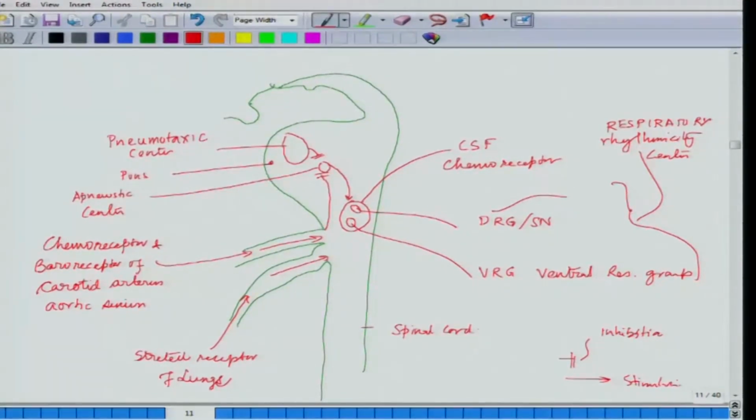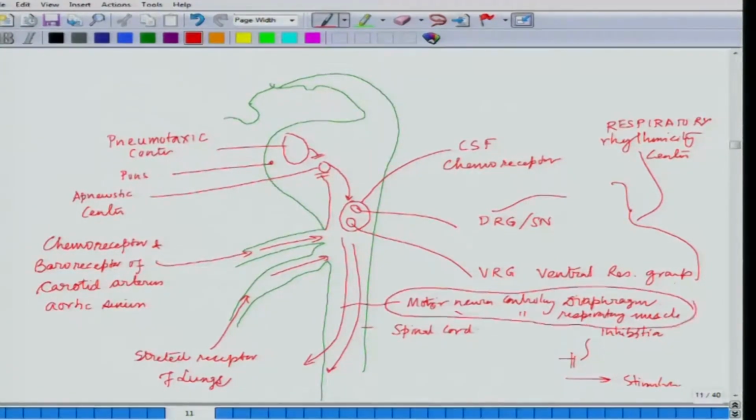Okay. So, these are the motor neurons which are coming through the ventral root, motor neurons controlling the diaphragm. One of the things, the motor neurons controlling respiratory muscle. There are multiple jobs these motor neurons have. Okay. And apart from it, there are motor neurons. So, there are higher centers.